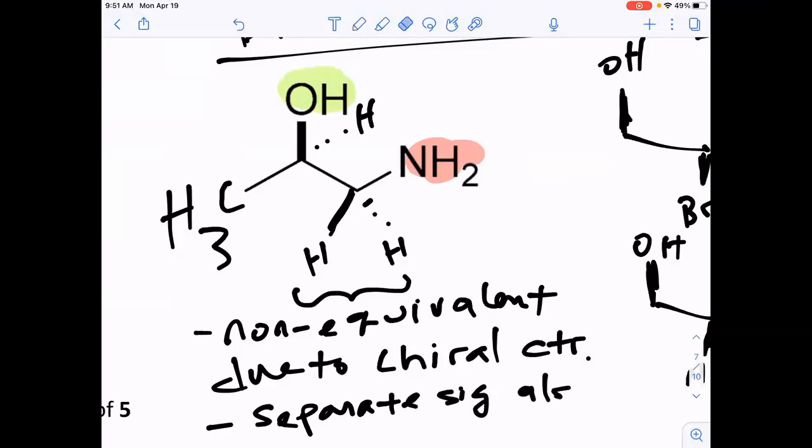So when we look at that compound, how many signals do we have left, or should we have left? We already counted the hydroxyl group and the amine. How many signals should we have left in that spectrum that should show up, knowing what we know, that those two hydrogens next door to the chiral center are going to be separate and non-equivalent? Four. Four signals, good.